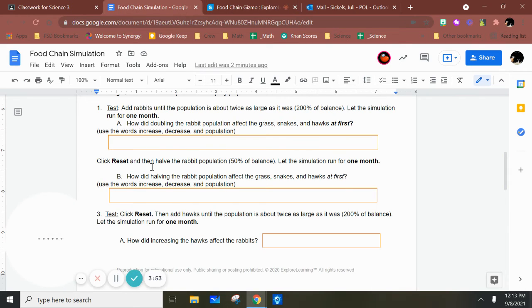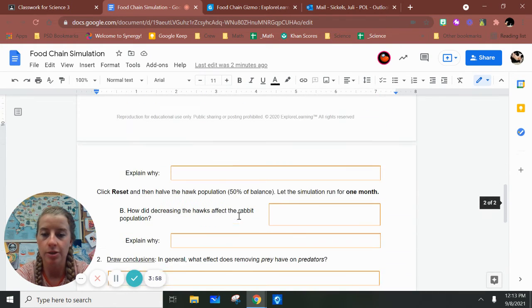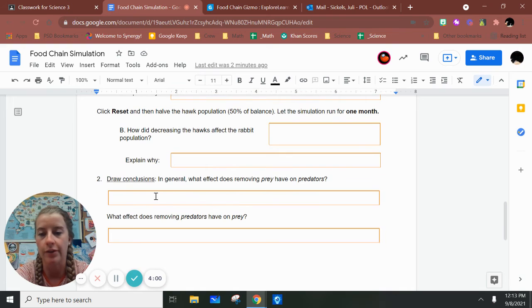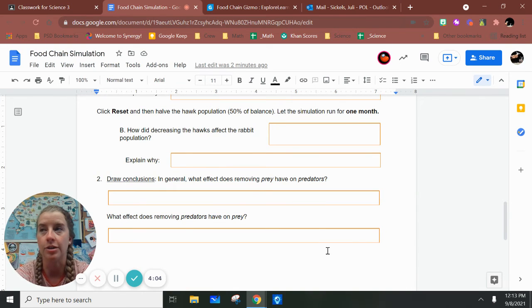You're going to run a similar simulation with the hawks by increasing their population and decreasing their population. And then in this part you draw a conclusion, where you're just going to look back on the evidence that you saw and reflect on what you learned.